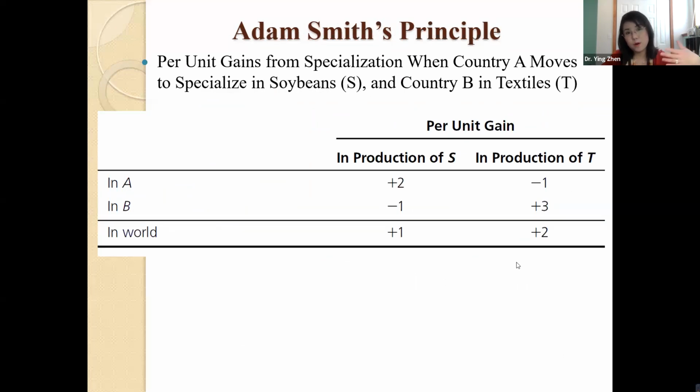And then overall, here you could mention that this is a model. Models are simplified versions of reality. So there are only 2 countries in the world. That's our assumption. And then we can see that there would be a gain in production of soybeans. There would be another gain in production of textiles.